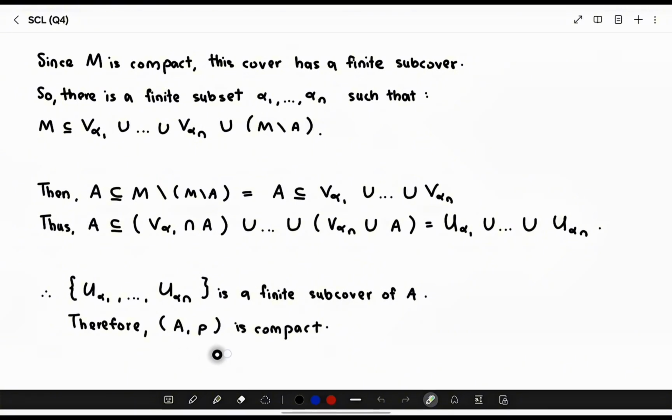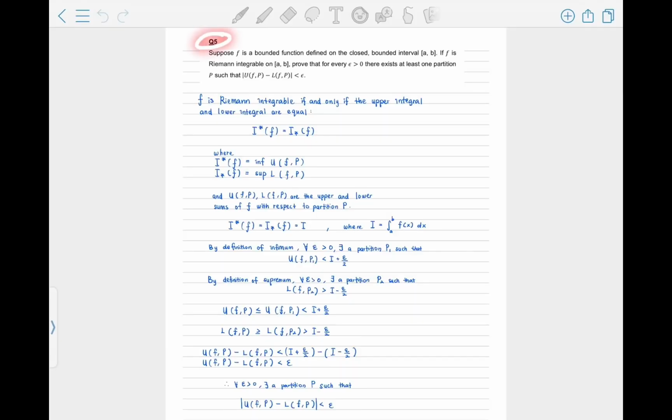Lastly, for question 5, suppose f is a bounded function defined on a closed bounded interval [a, b]. If f is Riemann integrable on [a, b], prove that for every epsilon greater than 0, there exists at least one partition P such that the absolute value of U(f, P) minus L(f, P) is less than epsilon. f is Riemann integrable if and only if the upper integral and lower integral are equal, and we write this as I^*(f) equals I_*(f), where I^*(f) is the infimum of all upper sums of f with respect to partition P, and I_*(f) is the supremum of all lower sums of f with respect to partition P.